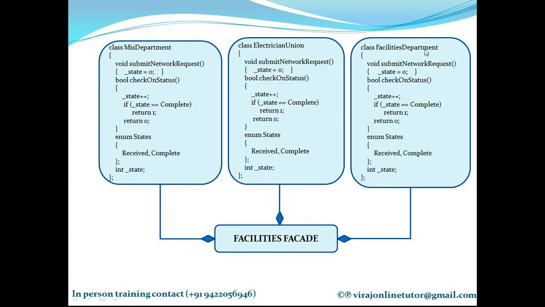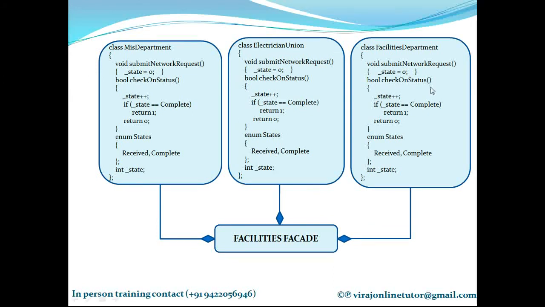Then I have a facilities department. It is an exact copy of this one. Again it will have n number of different states of its own. Just for simplicity, I have added two states. Again here, when someone submits a request, state is 0, meaning received. If someone calls check on status to check the state of the request, it will increment the state, meaning it will go to a different state. And if the state is complete, you return 1, else you return a 0. So till the request gets completed by this class, I will keep on returning zeros. Only when the state is complete, I will return 1.